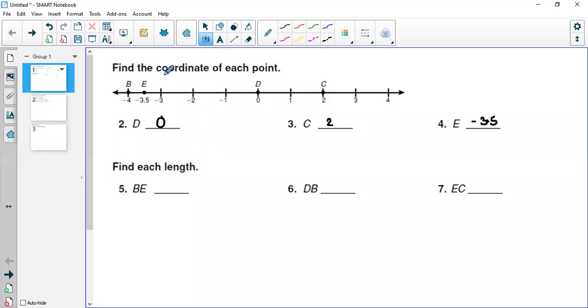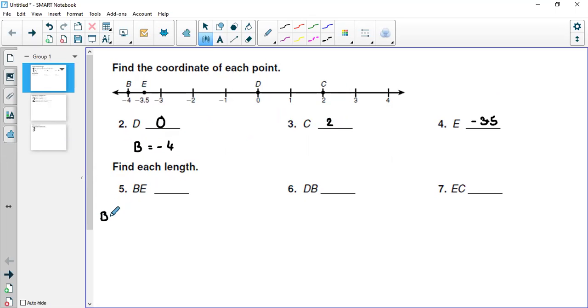Find each length. Now, as you know, before you find each length, I have always told you to write down the coordinates of each point, so that it will be easy for us to calculate them. Already we have the coordinates for C, D, E. Only we need the coordinate for B. So let's write down the coordinate for B, that's -4. Okay, now let's find the length of BE.